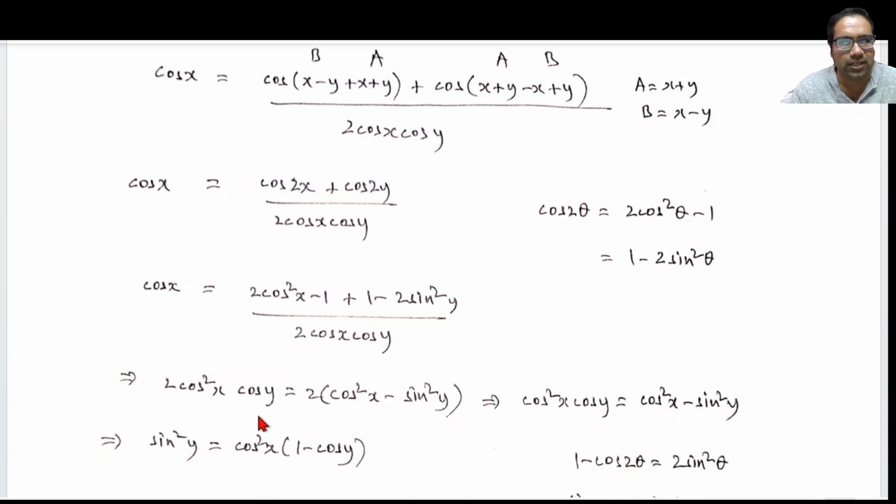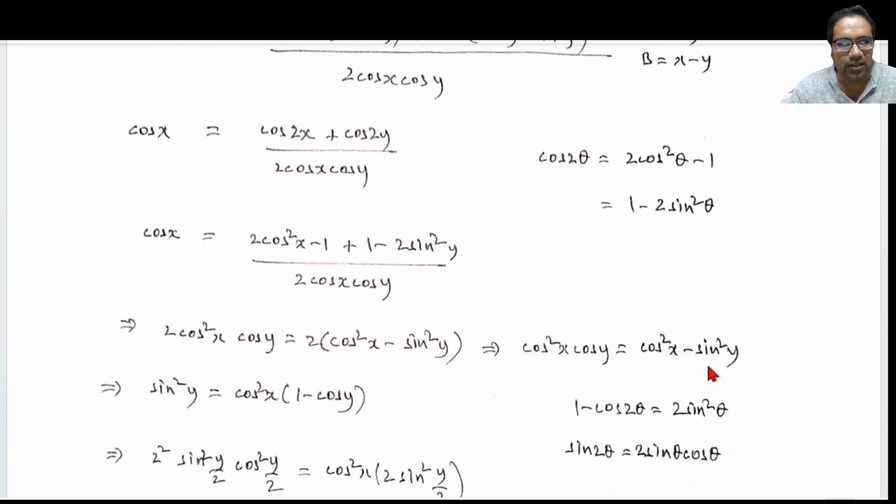This 2 and this 2 we can cancel. So it becomes cos²x cos y = cos²x − sin²y. Then if we take sin²y to the left side and this expression to the right side, sin²y = cos²x − cos²x cos y, and taking cos²x common, this becomes cos²x (1 − cos y).